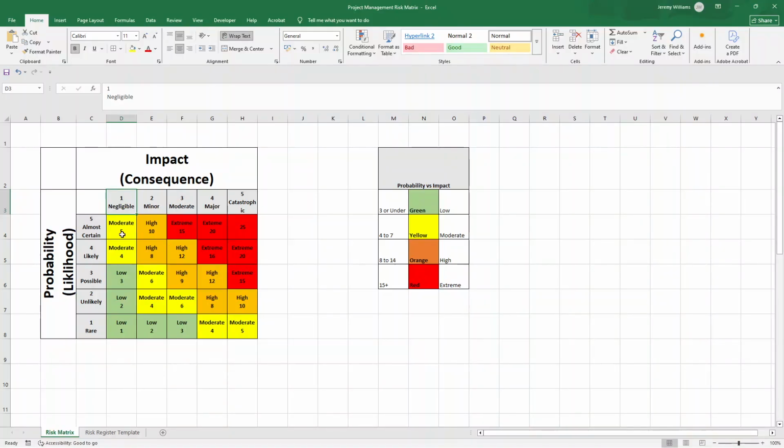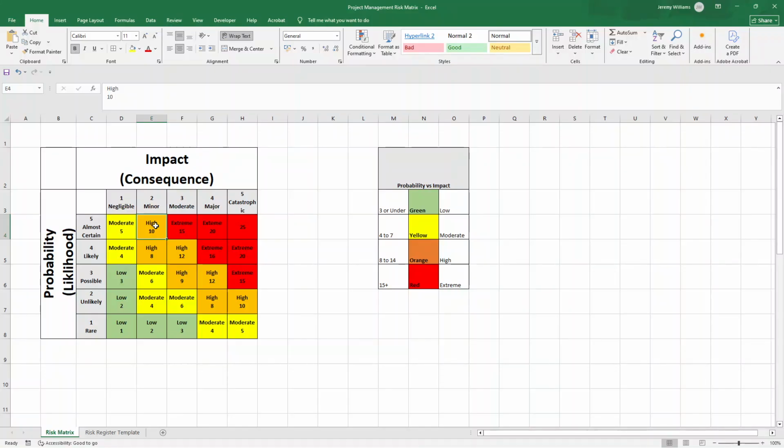See these numbers in each cell? They're risk scores calculated by multiplying the probability by the consequence. So if we were to look at this here, the probability is almost certain, but the impact is negligible. So 5 times 1 equals 5. That gives us a moderate score. Second, let's look at this. So the probability, almost certain, the impact or consequence of it happening being 2, 5 times 2 gives us a high risk matrix scoring.